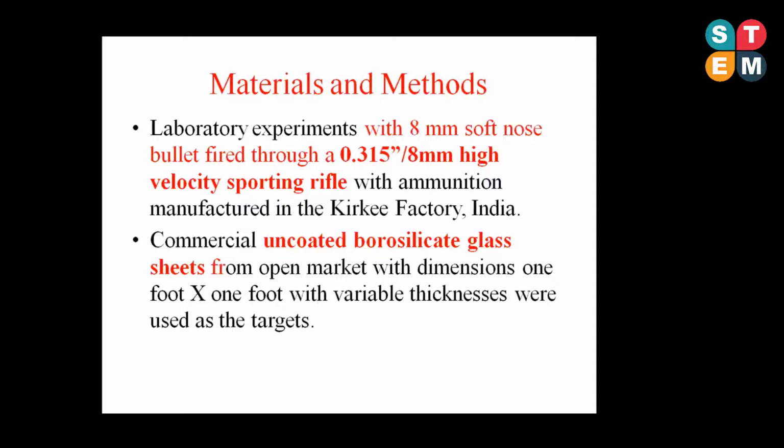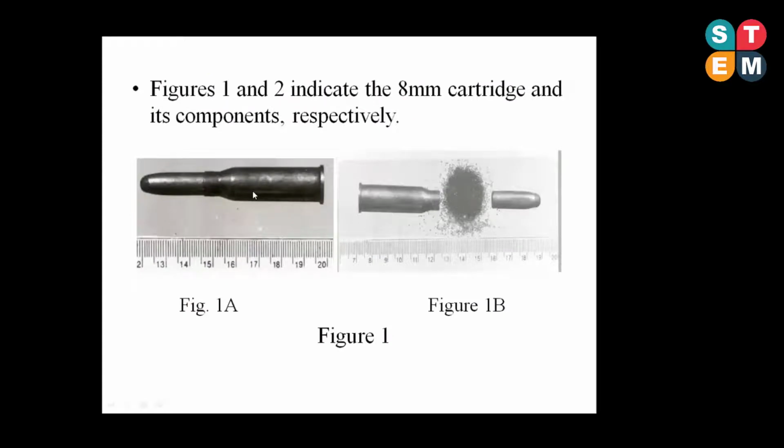Here we have taken an 8 mm soft nose bullet fired through the sporting rifle called .315, a high velocity rifle manufactured by the Ishapore factory, Pune. We have used uncoated borosilicate glass of different thicknesses as the target, as given in the table. The borosilicate glass was taken as a window pane, 1 foot by 1 foot, of different thicknesses, as the target.